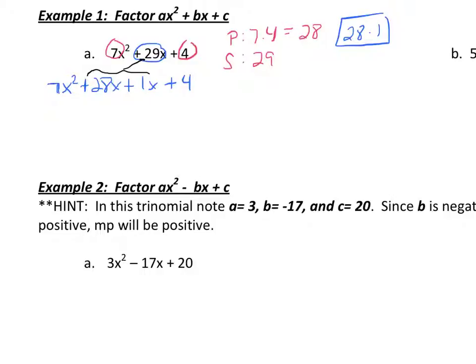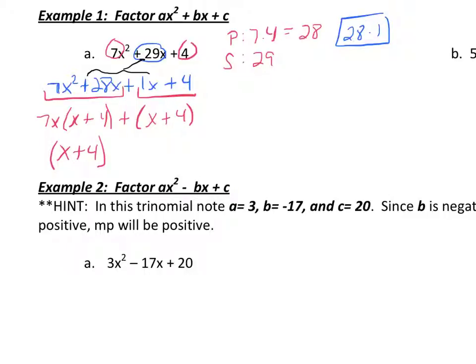Now, we factor by grouping. The first two have a 7 and an x in common, and if we divide both of those by 7x, we get x plus 4. The second part, there's nothing in common, so we just leave it as is. Our goal is that when we factor these two pieces, what's in parentheses should be the same. So we get x plus 4 in parentheses, and what's left is 7x plus 1, the two front terms. And that is considered factored.